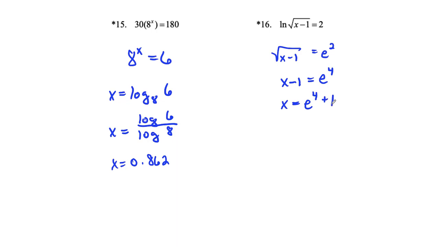Type that into your calculator, right? And we should end up with x is equal to 55.598. All right. Again, asterisk, calculator part of the test. All right, continuing on, problem 17 and 18.